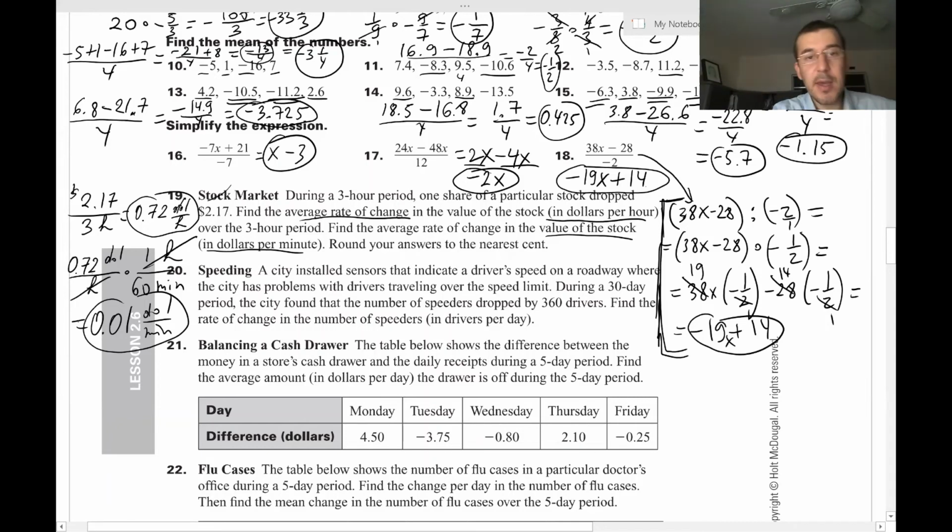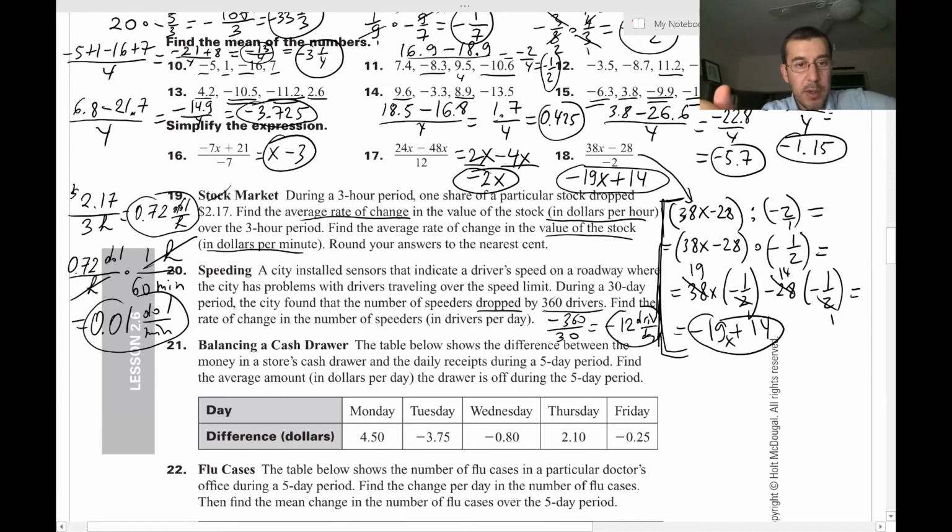Number 20, speeding. A city installed sensors that indicate a driver's speed on a roadway where the city has problems with drivers traveling over the speed limit. During a 30-day period, the city found that the number of speeders dropped, so it's going to be a negative number, dropped by 360 drivers. Find the rate of change in the number of speeders in drivers per day. This is minus 360 over 30 days, or minus 360 divided by 30. Cancel out by 30, we have 12 on the top. So minus 12 drivers per day. That's the answer.